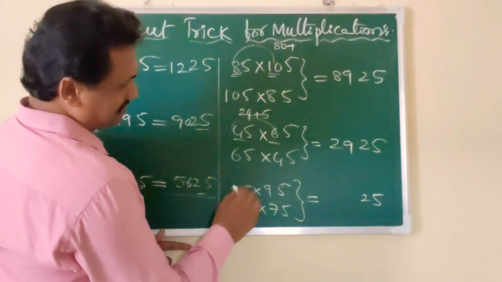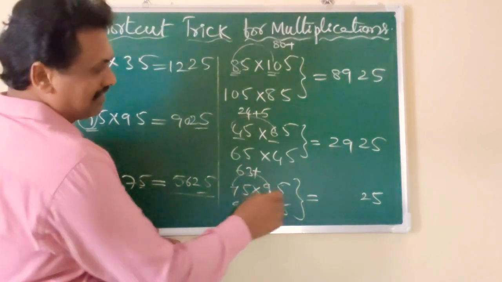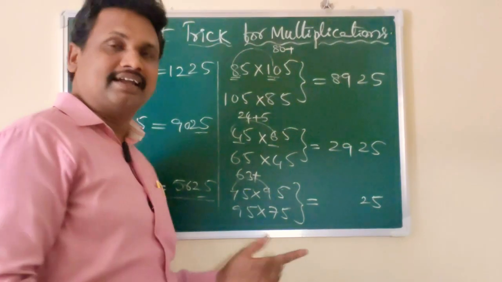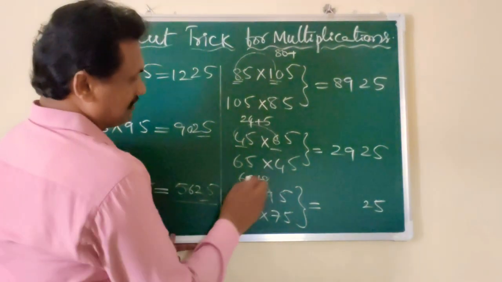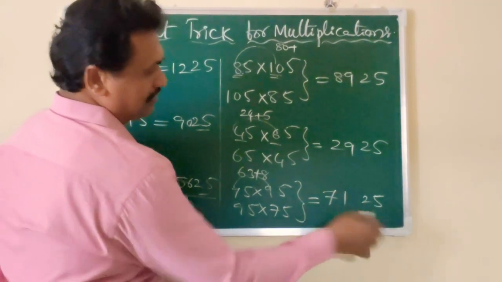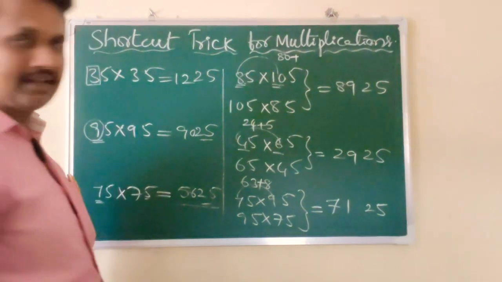Okay, observe here: 7 nines are 63, plus the number that lies between 7 and 9, which is 8. Add 8: 63 plus 8 is 71. 7125, that's all. Like that, very easy friends. Okay, I will give some more examples.